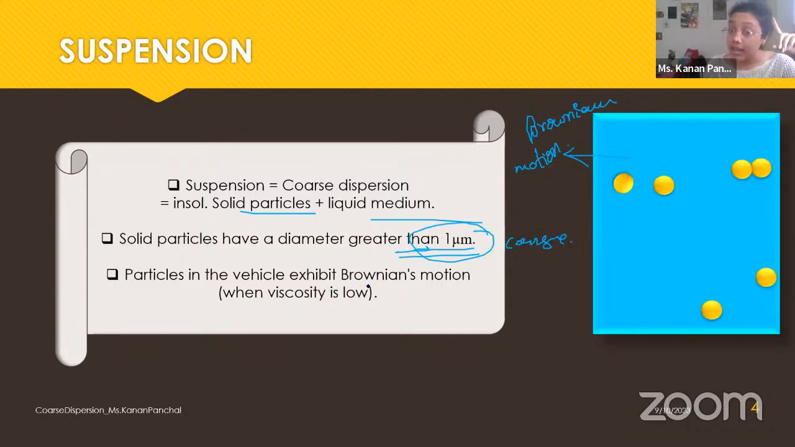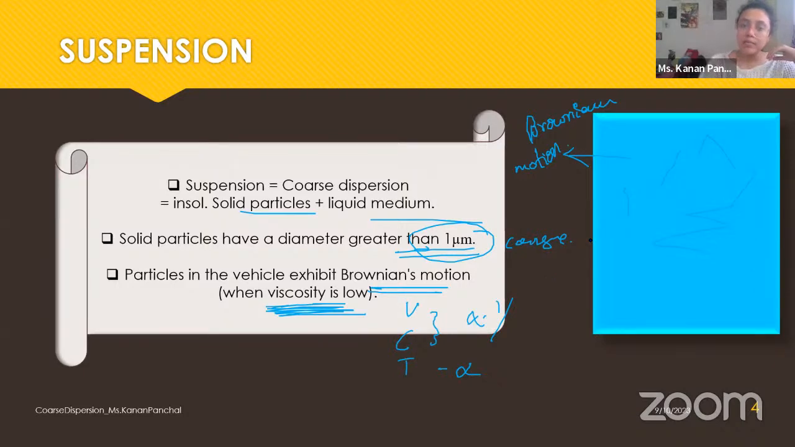And these exhibit Brownian motion when the viscosity is low, which we discussed at the beginning of the lecture. Viscosity, concentration and temperature: with viscosity and concentration it's inversely proportional, and with temperature it is directly proportional. Correct? So even these will experience Brownian motion, but only at lower viscosity. Correct? So this is about suspension.